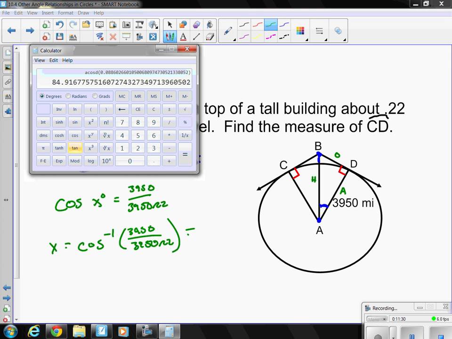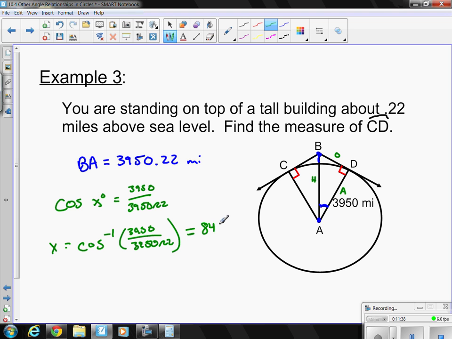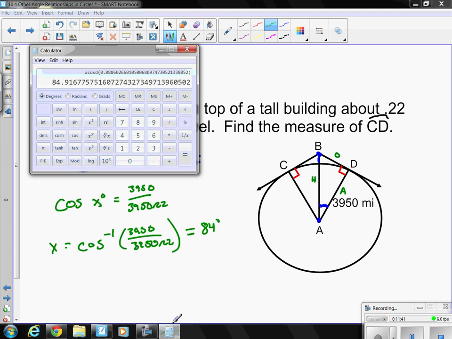I don't think that makes sense, so let me make sure I did everything right. That looks different. I think that must be better. I must have mistyped it. You guys got the inverse cosine. That makes more sense.